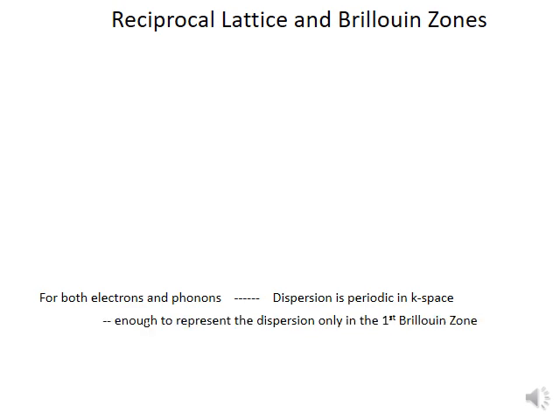The problem of propagation, this representation of propagating electron and phonon waves in a solid, can be made easier by the fact that the dispersion of both electrons and phonons is periodic in k space. This means that you can define a range of k values in which the dispersion is unique, and for all the rest of the k points, that unique dispersion is basically repeated again and again. This range of k points, which represent these unique values of the dispersion, is called the first Brillouin zone.